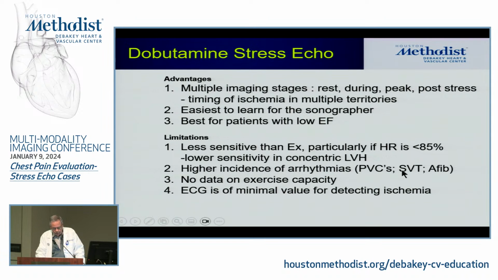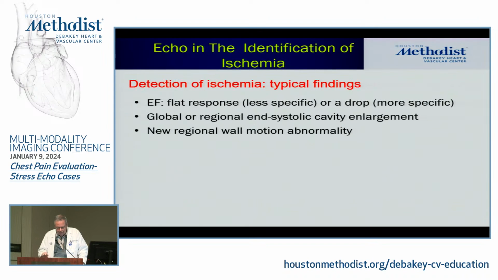You have a higher incidence of arrhythmias. Atrial fib is about 1%. You know nothing about exercise capacity, and the EKG is worthless. Very rarely do you see ST changes with dobutamine. It's very interesting. Even when you have very positive dobutamines, for some reason, the EKG just doesn't show it.